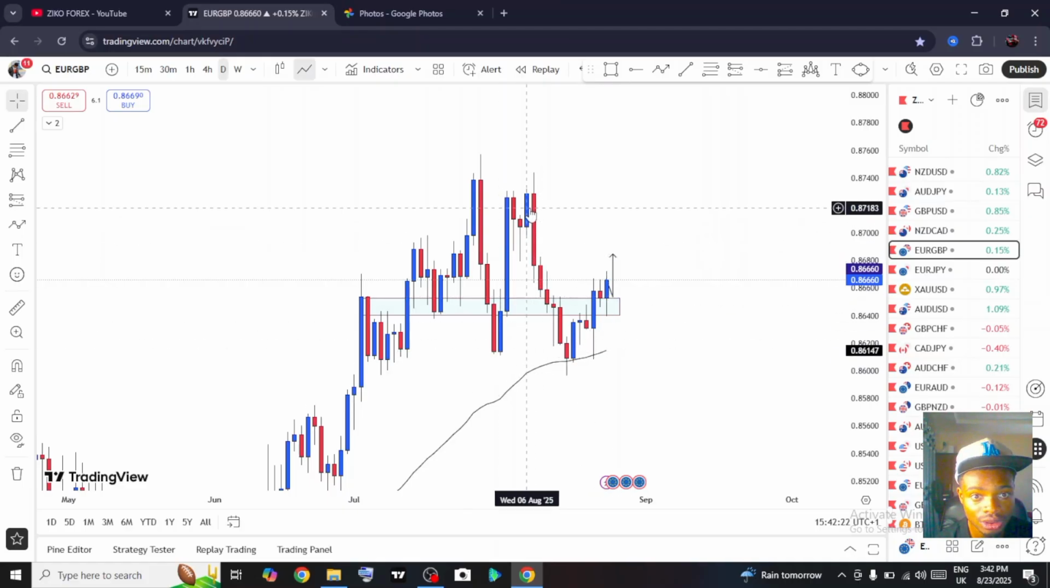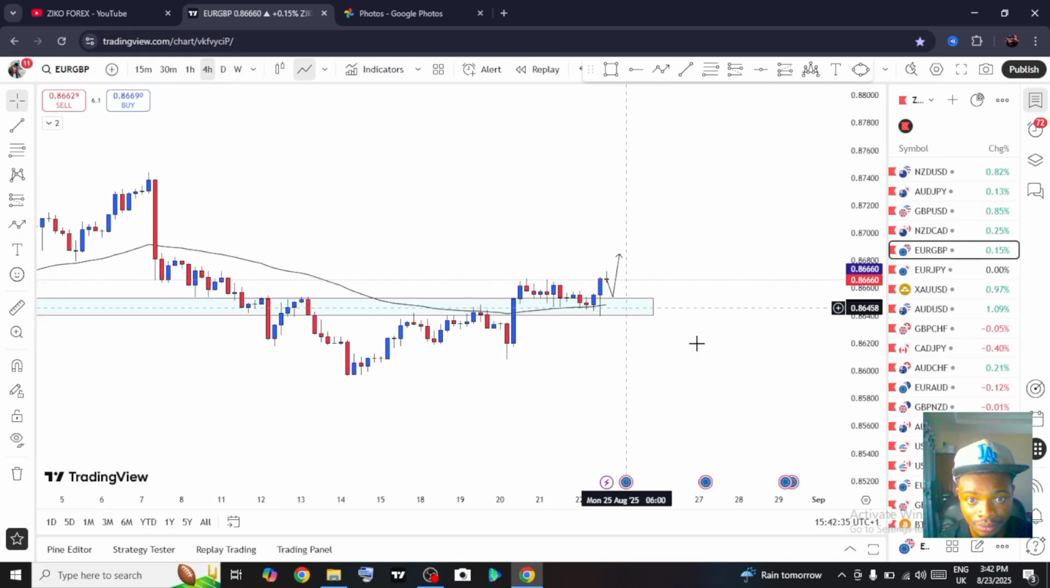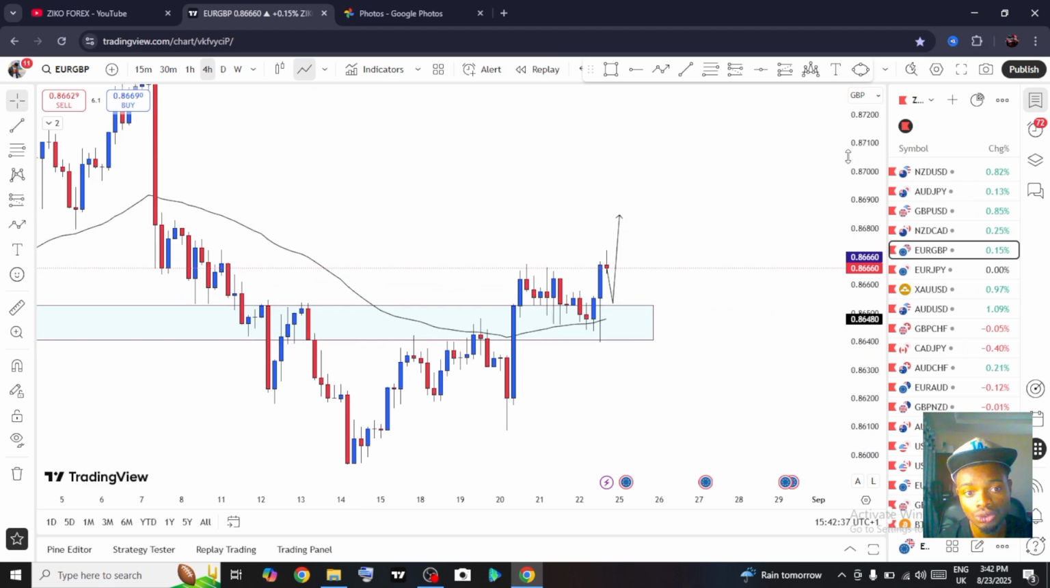We are currently bearish on this time frame. We are bearish on the daily time frame. The weekly time frame is bullish, and the 4-hour time frame is also bullish. So I'm still willing to take the risk on this market. All I need is a retracement back into this area and an engulfing to buy.